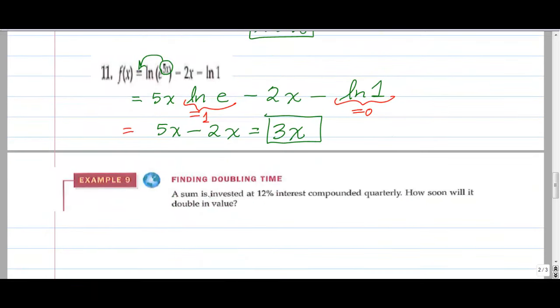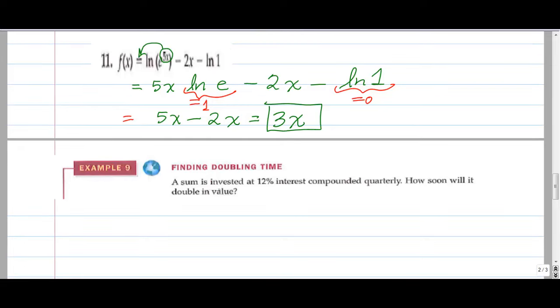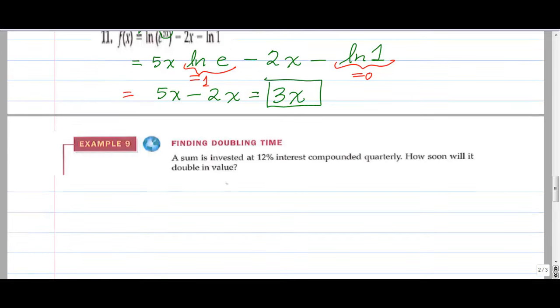Alright, this is example 9 in your book, same section, 4.2. A sum is invested at 12% interest compounded quarterly. How soon will it double in value? Well, remember we saw this last time? Compounded quarterly, that means m is 4. Remember our formula? P times (1 plus r over m) to the mt. At 12% interest, so that means r is 0.12. Compounded quarterly. How soon will it double in value? So I have the rate, I have m, how soon, right? So this means I need to find t.